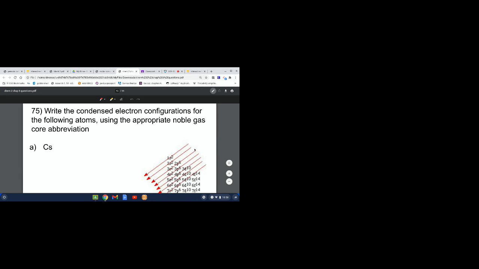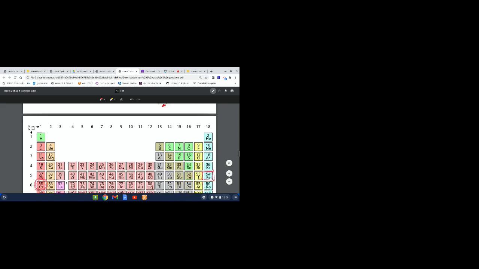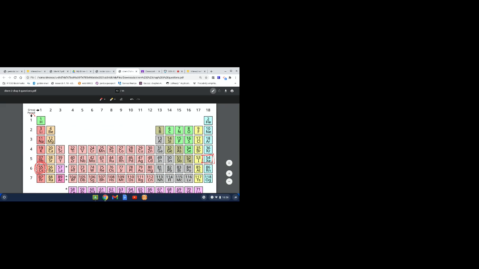All right, so we can look at cesium. Cesium is here. If we go to the previous electron configuration, that would be xenon, so that would be Xe. So there's my core electrons because that's all encompassed in xenon. Now we can take a look at the periodic table: 1, 2, 3, 4, 5, 6. It's in the 6th row down, so it's going to be 6.